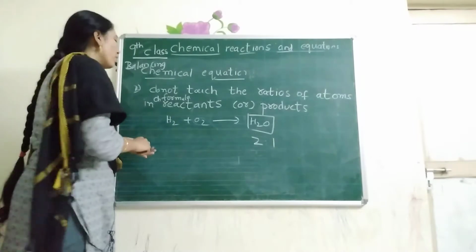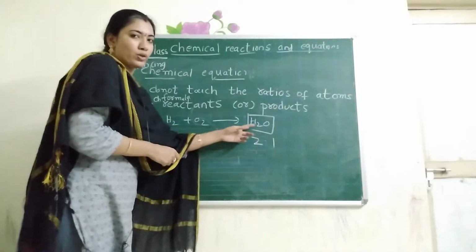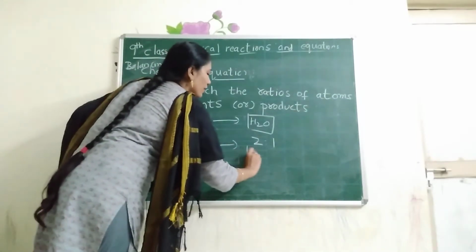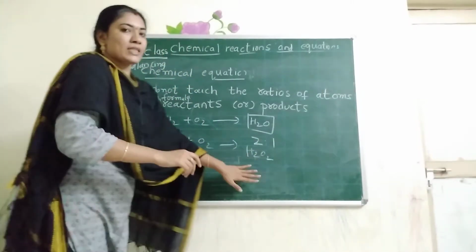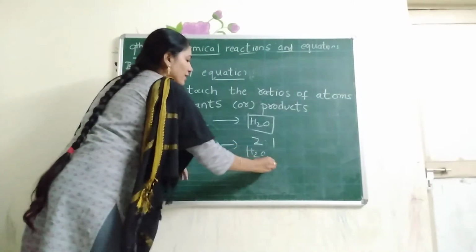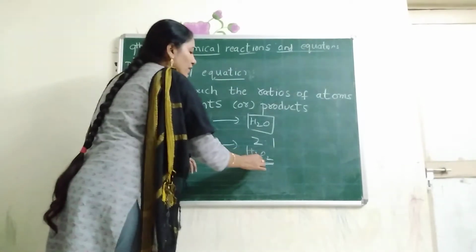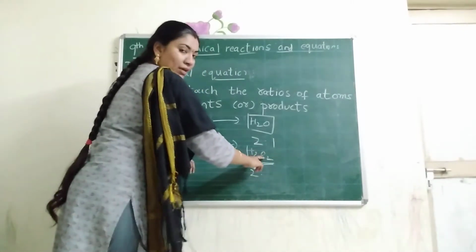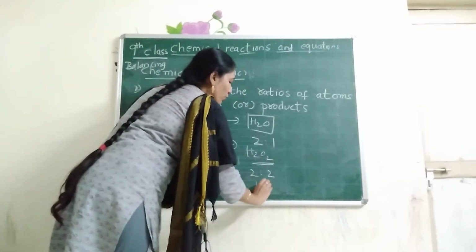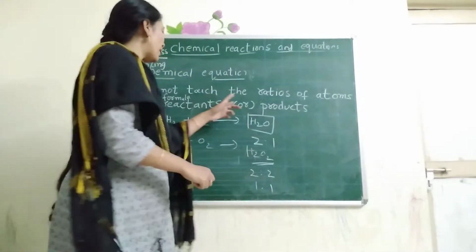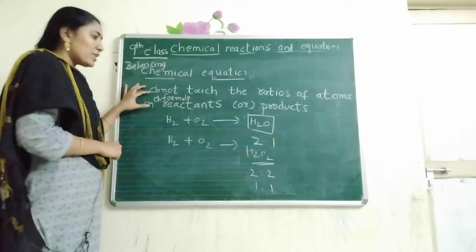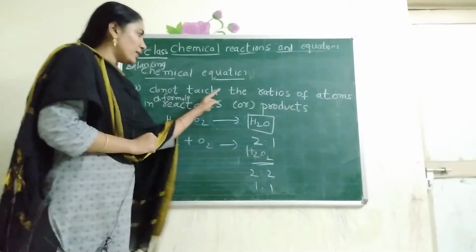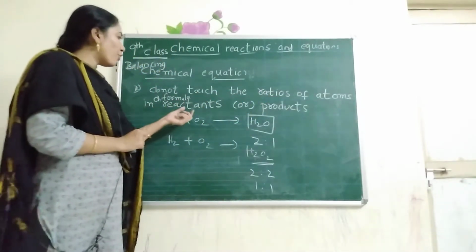For example, here H2 plus O2 gives rise to H2O2. Now we are balancing the chemical equation. We should not write like this, because if you balance the equation like this, what happens? What is the ratio of hydrogens here? 2. How many oxygens are here? 2. 2:2 means 1:1. So the ratio of atoms is changed here, but it is against the rule. So while balancing the chemical equation, you should not touch the ratios of atoms in the chemical formula of either reactants or products.